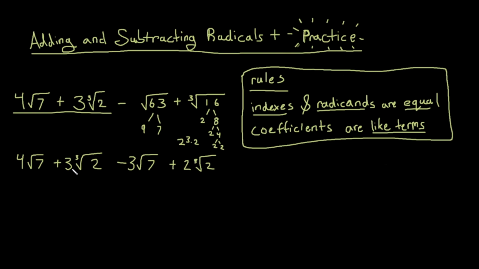Now, we know that we have some that are like terms and some that are not. So let's look at both of our square roots. We have one that has a root of 7, another that has a root of 7. So we can simplify these two together to make root 7. Now, we also have a cube root of 2 and a cube root of 2, so we simply add these two together. 3 plus 2, we have 5 cube root 2.